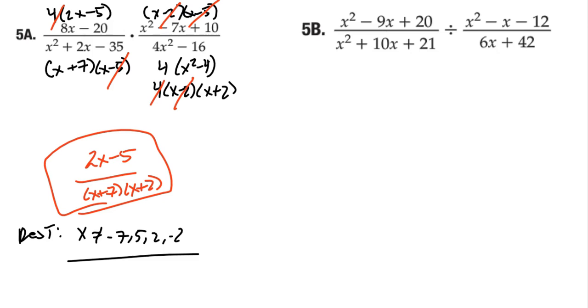It's the same thing. You just factor. A little faster now. We've got two things to multiply to 21, but add to get 10.